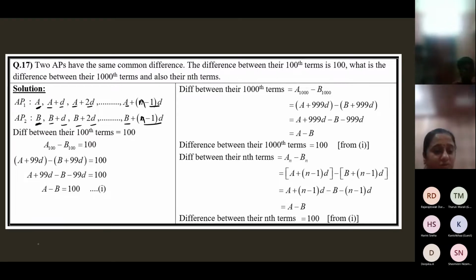Is this part understood? The first part? Is this understood?